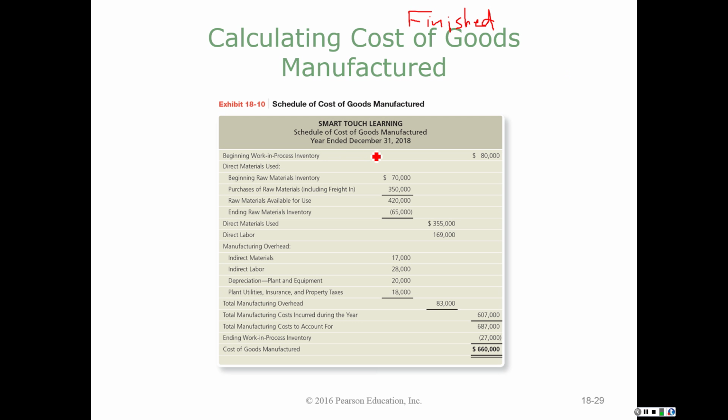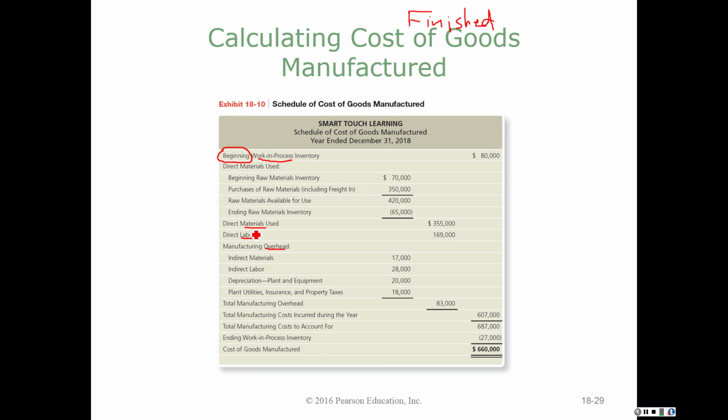So what happens is I begin with what was in work in process at the beginning of the period. All right, I had $80,000 worth of work in process inventory that was not complete yet. So in order to complete this work in process, I had to add some materials, and I had to add some labor, and I had to add some overhead.